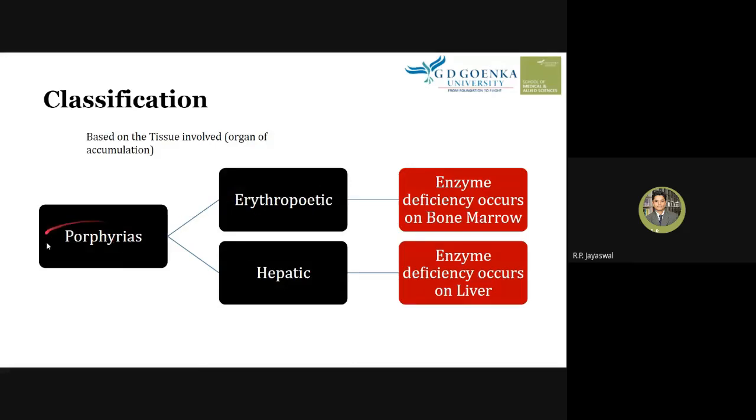So this is a classification of porphyrias, or disorders of porphyrin metabolism, based on the tissue involved, or we can say the organ of accumulation of some metabolic product. So if the organ involved is the bone marrow, we call it erythropoietic porphyrias, and when the liver is involved, we call it hepatic porphyrias.